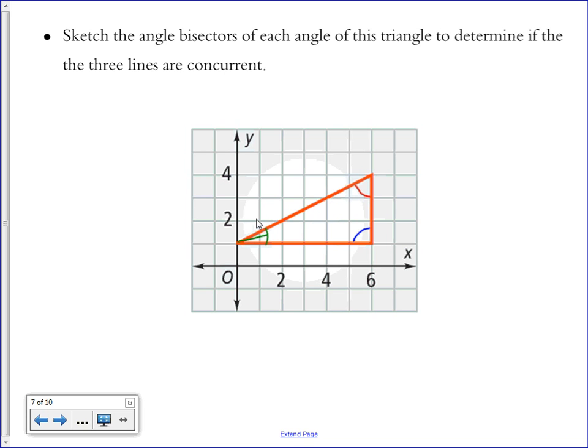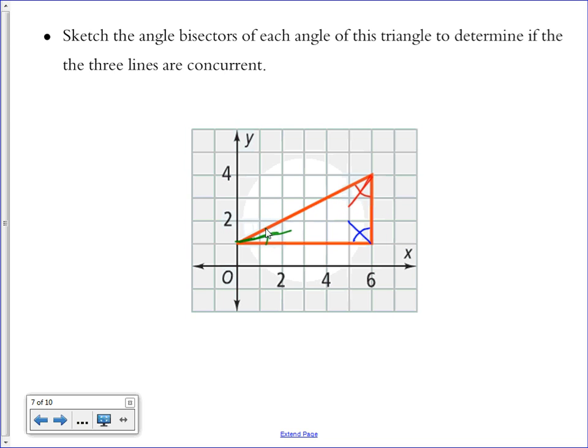So to cut this green angle in half, it's approximately there, and I'm not using rulers or measuring tools, so this is all approximate. I'm going to cut the blue angle in half, and that'll be approximately there. And I want to cut the red angle in half, and that'll be approximately there. So here are my three starter segments. It would be easier if I was using a ruler and actually had measuring tools, but I'm going to do the best I can here.